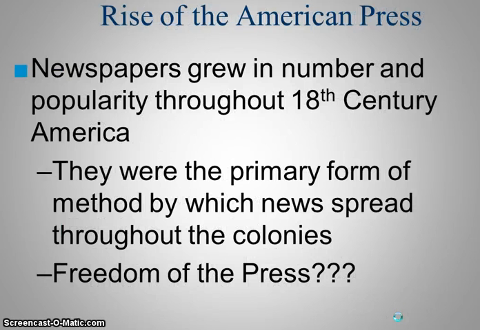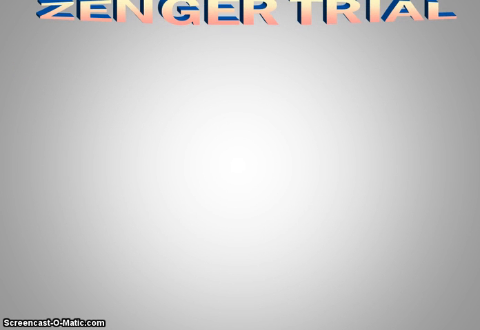You also have a unique American press that is being formed, and it's really this unique American press which allows government to be transparent. Newspapers grew in number and popularity throughout the 18th century. They were the primary method of spreading news throughout the colonies, and they had relative freedom of press until they didn't, and that was when we had the Zenger Trial.